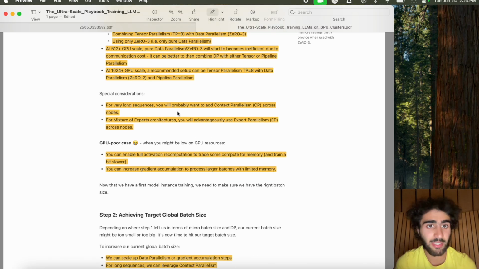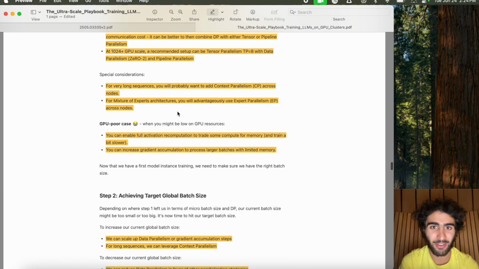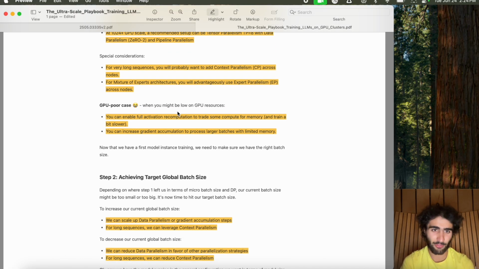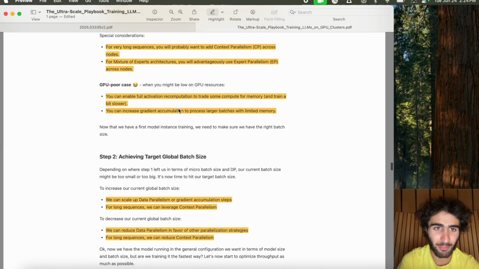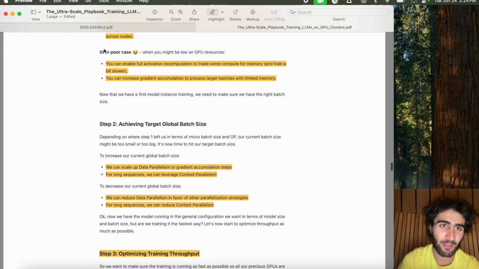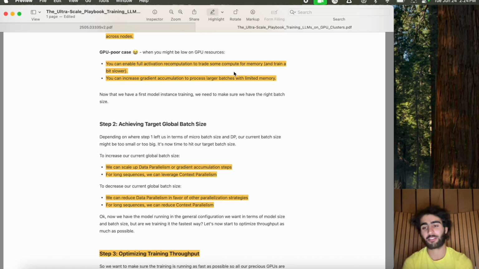Some special considerations is that if you have very long sequences, use context parallelism, and if you're using mixture of experts, use expert parallelism. They're definitely a bit obvious in this playbook with certain recommendations, but gotta read them just in case, I guess. And then when there's a GPU low regime, you can increase gradient accumulation because that does not require increasing GPUs. You're just kind of reducing the level of parallelization. And you can also enable full activation recomputation, which is kind of like free lunch for memory savings. Or not, it's not free lunch at all, but you're getting memory savings at the cost of compute.